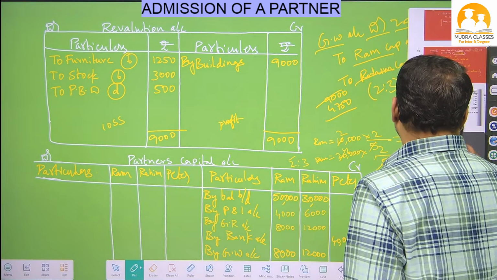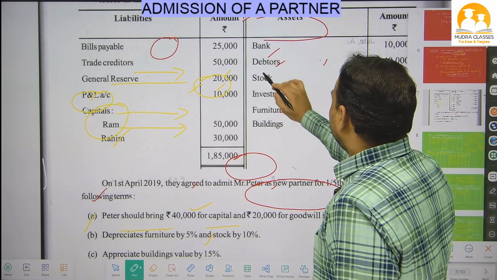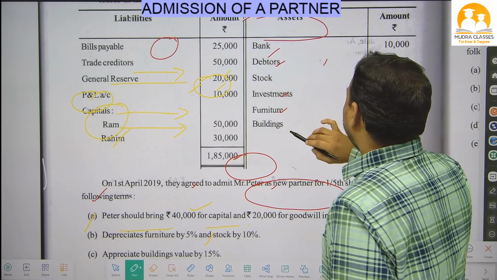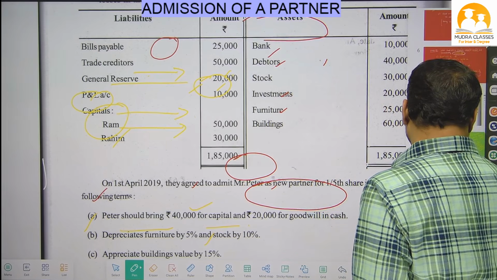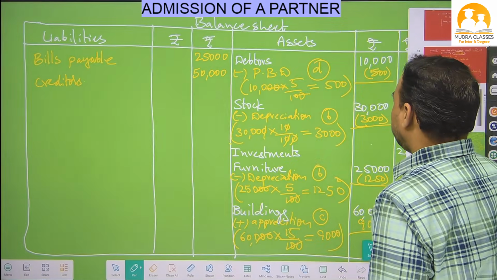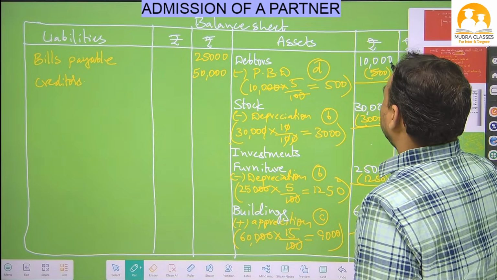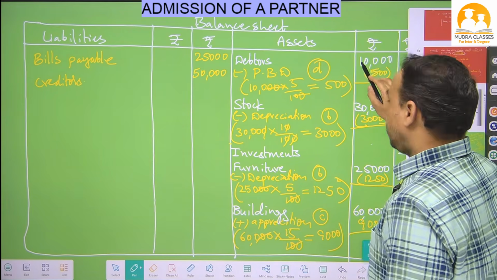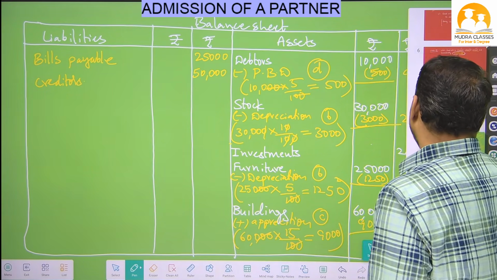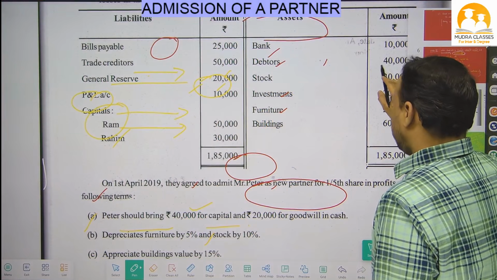In the question, beta, debtors how much given? 40,000 given, beta. I think by mistake here I did one small mistake, beta. So debtors I written here 10,000. Actually debtors amount is 40,000, but by mistake I written 10,000. On 10,000 I calculated interest. See, actually debtors amount is 40,000 here.